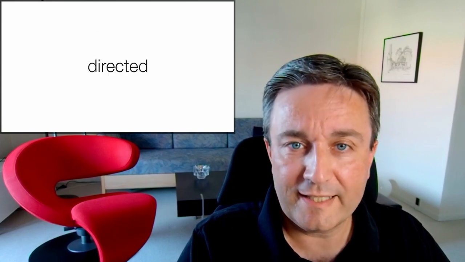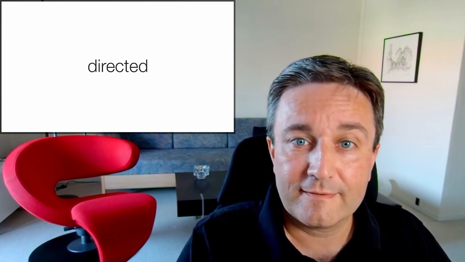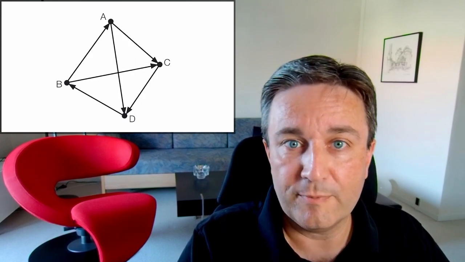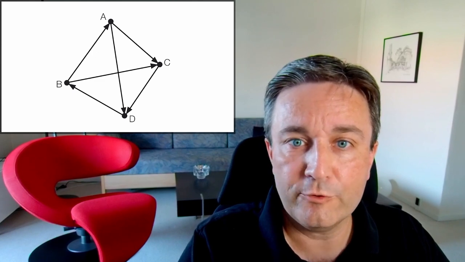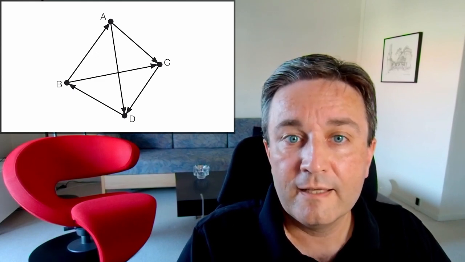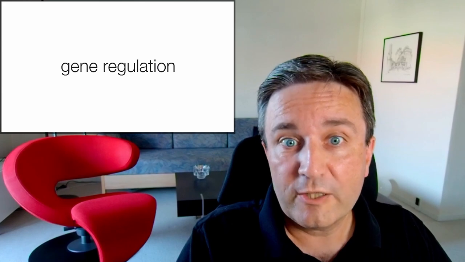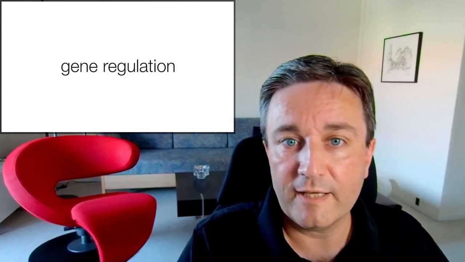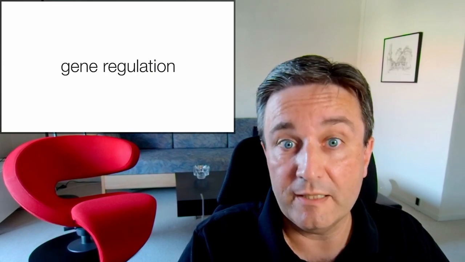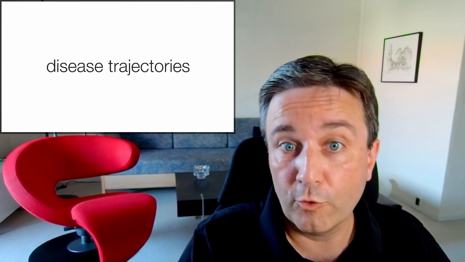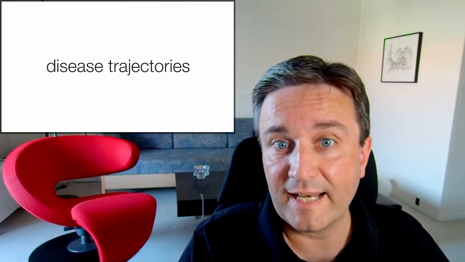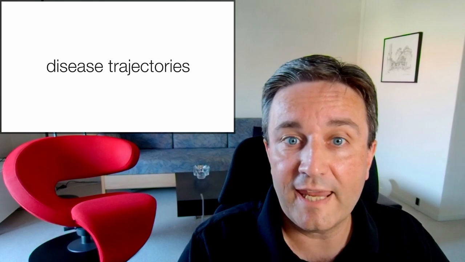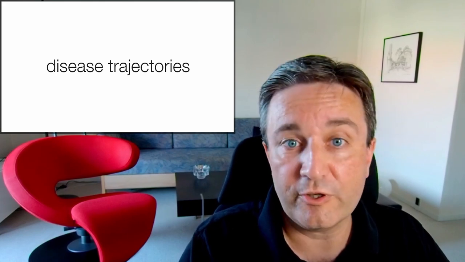You can also have directed networks, and that means that AB and BA are not the same thing. So if you draw them, you will typically have arrowheads on your edges telling you the direction of each edge. These are often encountered when you're looking at things like gene regulation, because obviously the gene A regulating the gene B is not the same as B regulating A. You also run into it whenever you're doing temporal analysis or looking at disease trajectories in patients, for example. The disease A coming before B is not the same as the other way around.